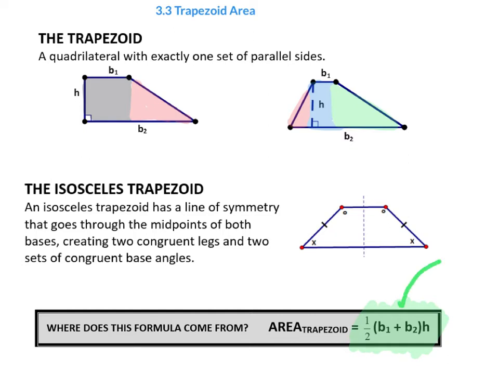We know where base times height comes from, or 1/2 base times height. But this formula seems to be fairly elusive as to where it comes from. So we're going to look at that for a minute or two.